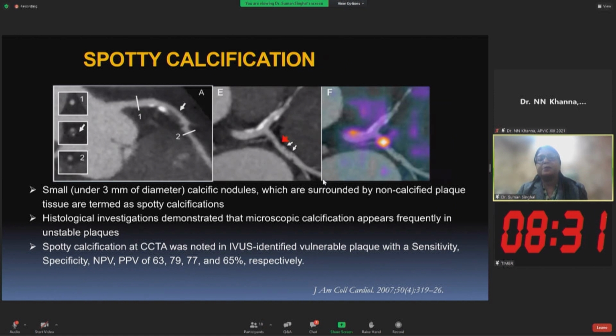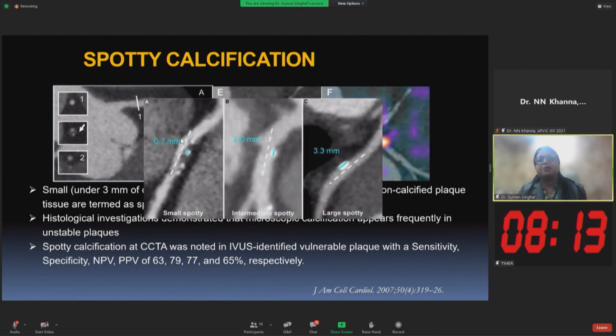Now the third thing is spotty calcification. Any calcification which is less than 3 millimeters in diameter is a spotty calcification. That is how you differentiate it from the large chunky calcifications which you normally get in a CTCA. It can be small spotty, intermediate spotty, or large spotty calcification depending on the size. If you see small calcific foci surrounded by low attenuation plaque, these are spotty calcifications.